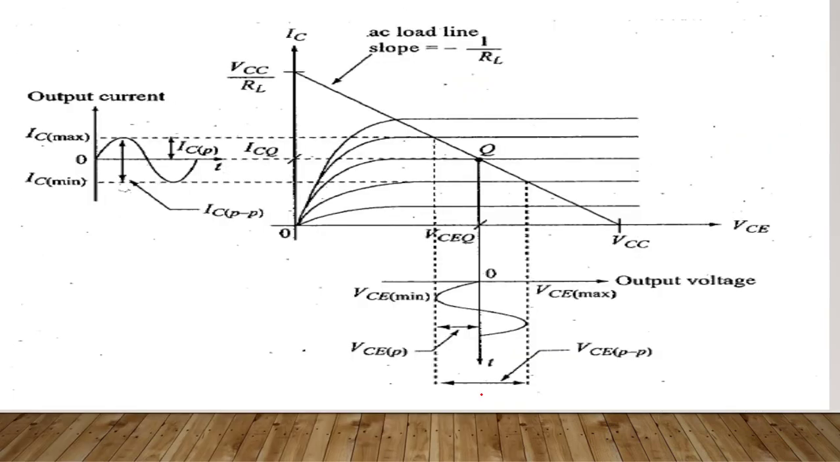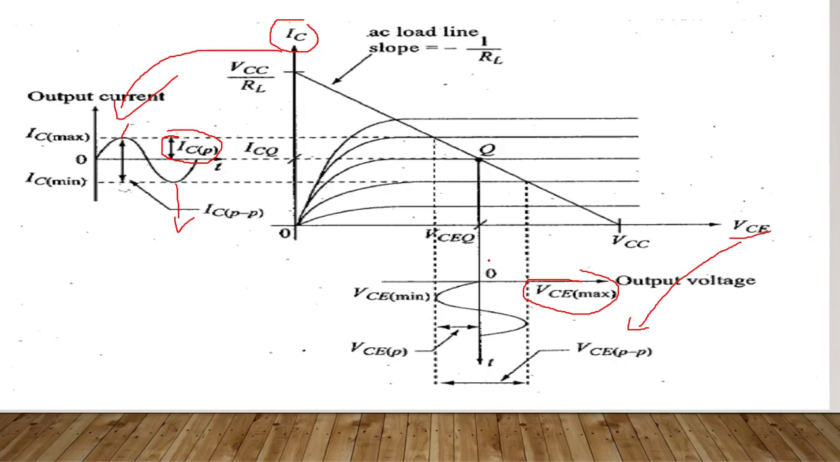Once you understand this, we go to the next one, AC analysis. In AC analysis, the middle point is Q, the upper point we call IC max, the minimum point we call IC minimum, and one portion we call IC peak. In the same way, the maximum point is VCE maximum, because the x-axis is VCE and the y-axis is IC. The zero point is VCEQ, with VCE minimum and VCE maximum, and one peak we call VCE peak, and peak to peak we call VCE peak to peak.